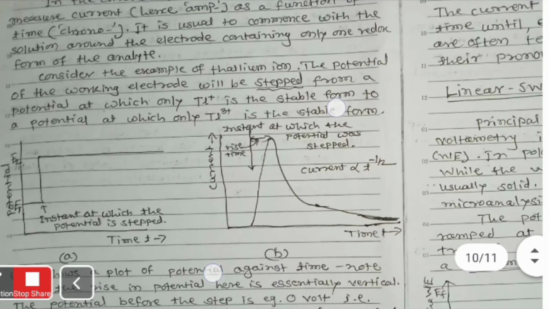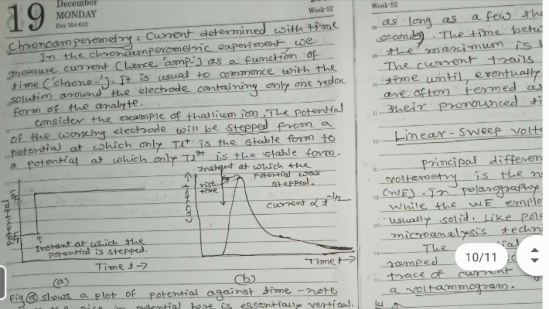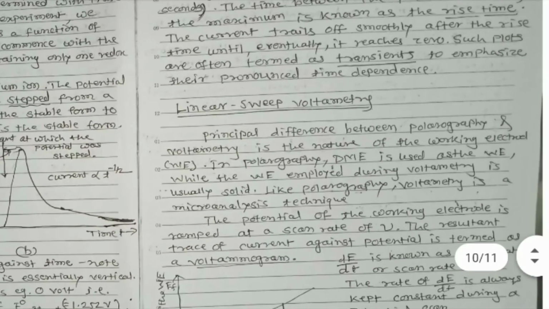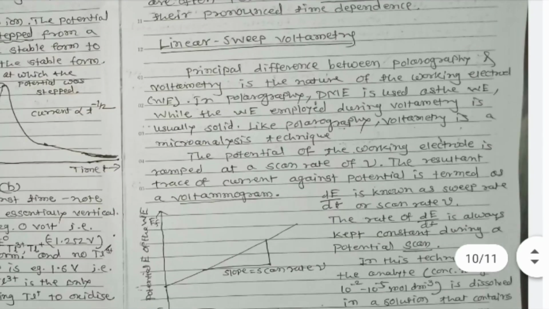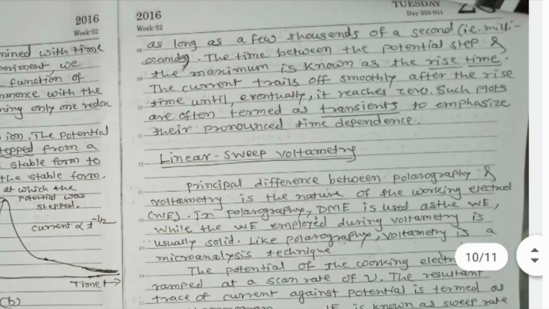So these techniques, chronoamperometry and chronopotentiometry, differ in their input and output signals. Okay, so we are left with only cyclic voltammetry among all the voltammetric techniques.